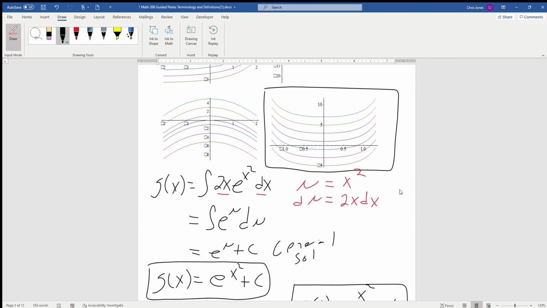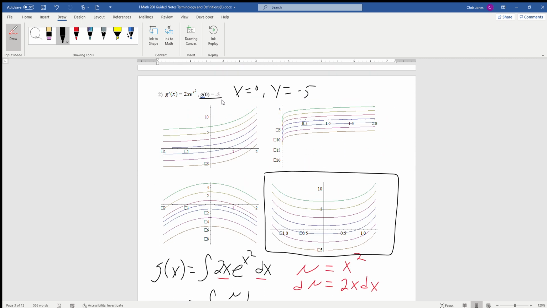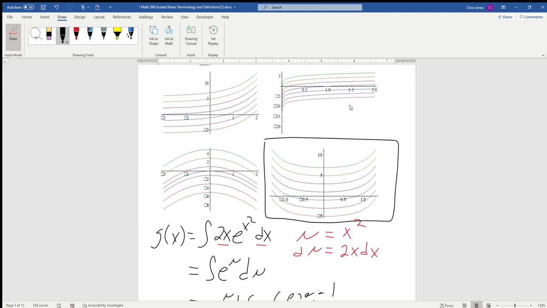Right? And if I was to go through and try to select one of these, now remember, the point that we have is 0, negative 5. So it should pass through exactly this point right here. Right? And then when I also graphed it in my calculator, I did a trace on it, and I noticed that 0, negative 5 was a point on my function. So indeed, it is going to be that shape.